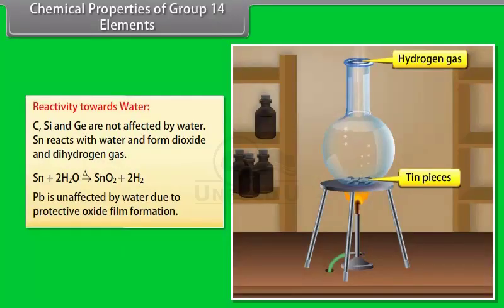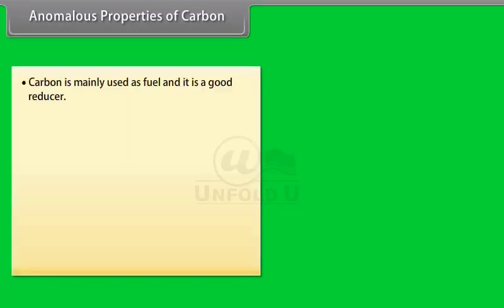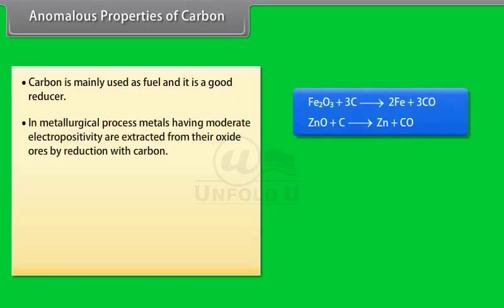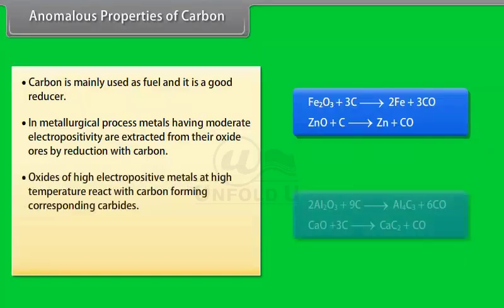Lead is unaffected by water due to protective oxide film formation. Anomalous properties of carbon. Carbon is mainly used as fuel and it is a good reducer. In metallurgical process, metals having moderate electropositivity are extracted from their oxide ores by reduction with carbon. Oxides of highly electropositive metals at high temperature react with carbon forming corresponding carbides.